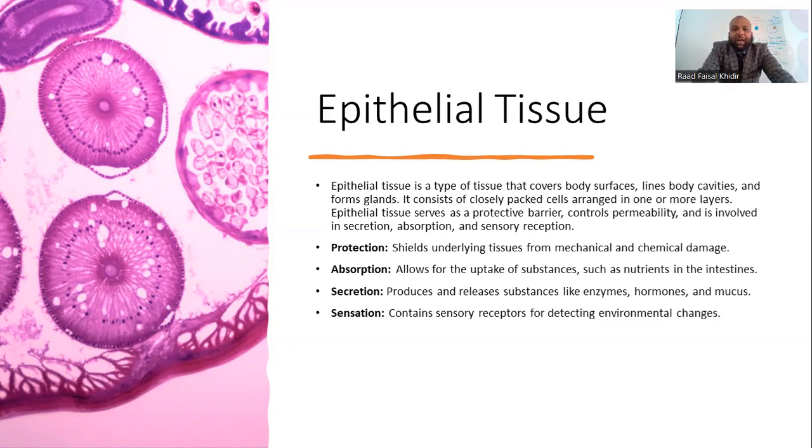Absorption allows for the uptake of substances such as nutrients in the intestine. It's also important for secretion and excretion, producing and releasing substances like enzymes and hormones. We talked about that, from endocrine glands and exocrine glands. Sensation means that it contains sensory receptors for detecting environmental changes.